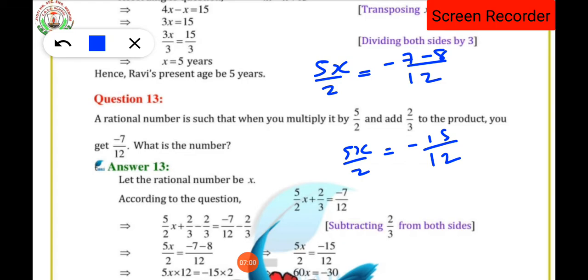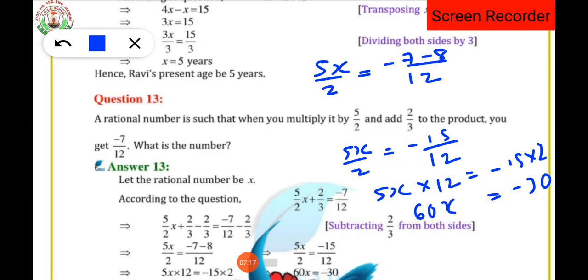Now it will be cross multiplied. So 5x into 12 is equals to minus 15 into 2. So minus 15 into 2, it will be equals to how much? It will be equals to minus 30. Now 5 12s will be equals to 60x. Okay. Now x is equals to minus 30 upon 60.